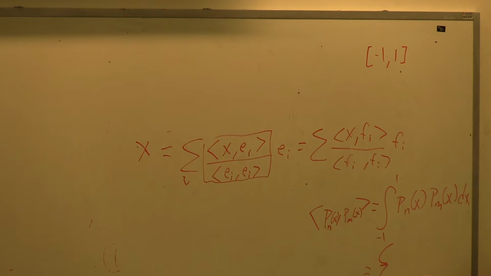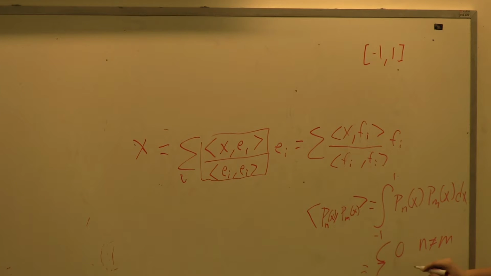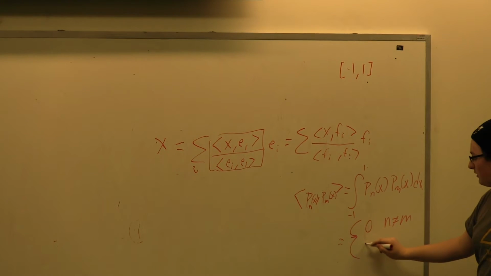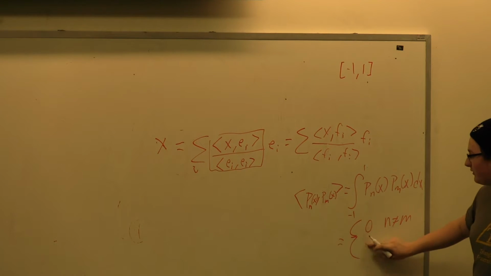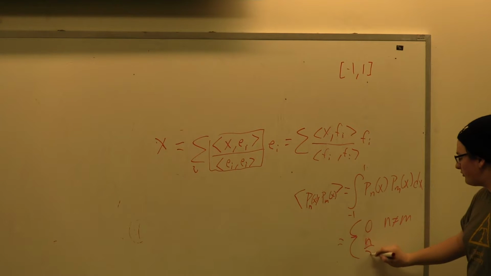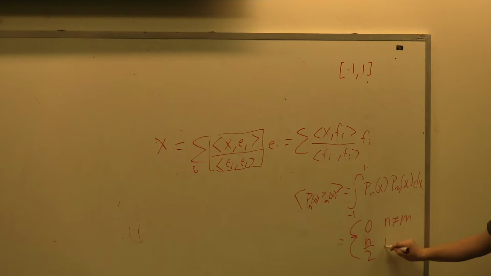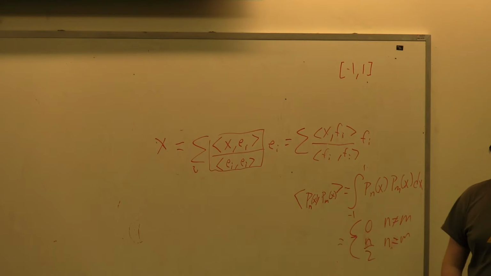It's equal to 0 if n is not equal to m, and it's equal to, I want to say, 2 over 2n plus 1, if n is equal to m. So these are really useful because these are polynomials.